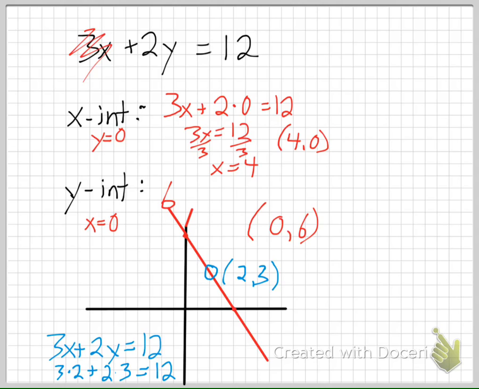But you don't have to find every solution. All you have to do is find your x-intercept and your y-intercept, and those two points will create a line, and that line is the solution to that equation. Now, we'll go into this more in depth tomorrow, but that's just a little introduction, and we'll talk more about why the y equals form.